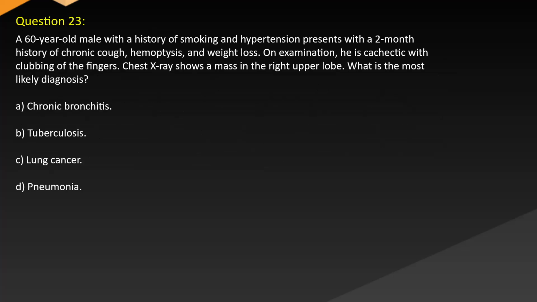Question 23. A 60-year-old male with a history of smoking and hypertension presents with a 2-month history of chronic cough, hemoptysis, and weight loss. On examination, he is cachectic with clubbing of the fingers, and chest X-ray shows a mass in the right upper lobe. What is the most likely diagnosis? A. Chronic bronchitis, B. Tuberculosis, C. Lung cancer, D. Pneumonia.